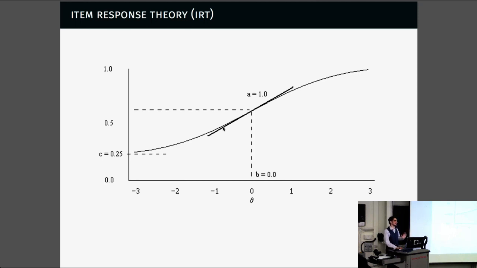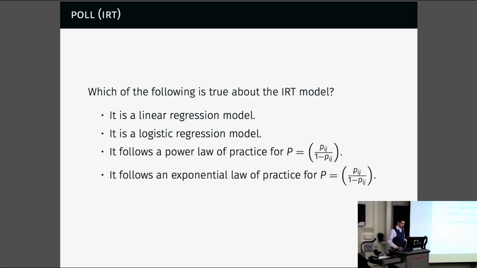So this is useful for testing. IRT is going to be useful for testing for a number of reasons. Before I go into that, I'm going to give you a poll. This is almost identical to the poll I gave last time about the AFM model, except I fixed the typo we had before. It's just to see if you remember what from last time. So let me activate the poll.